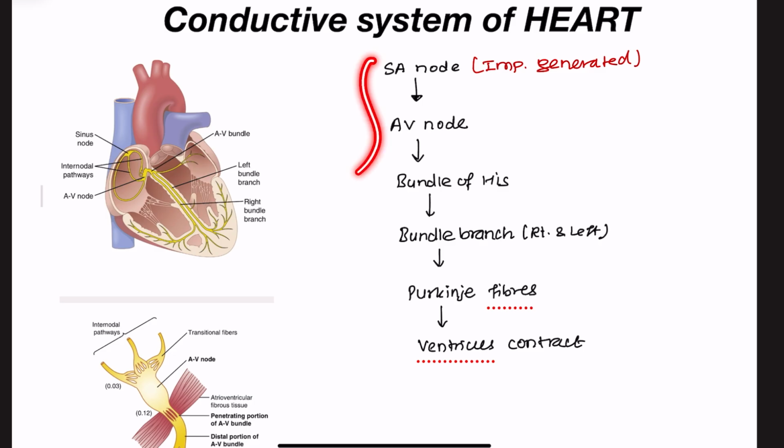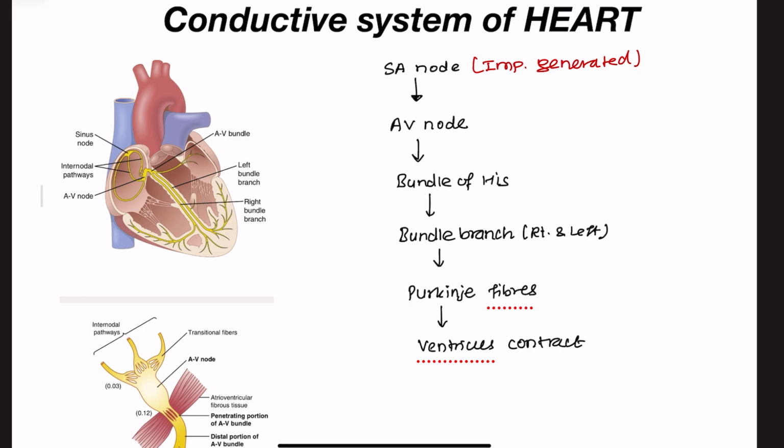Before understanding this whole pathway in detail, let's understand one common misconception about this conductive pathway. These yellow structures in this diagram are not nerves. Then what are they? They are the specialized or modified cardiac myocytes themselves. This SA node is a cluster of atrial myocytes. The AV node, the bundle branches, the Purkinje system, these are all actually modified or specialized cardiac myocytes.